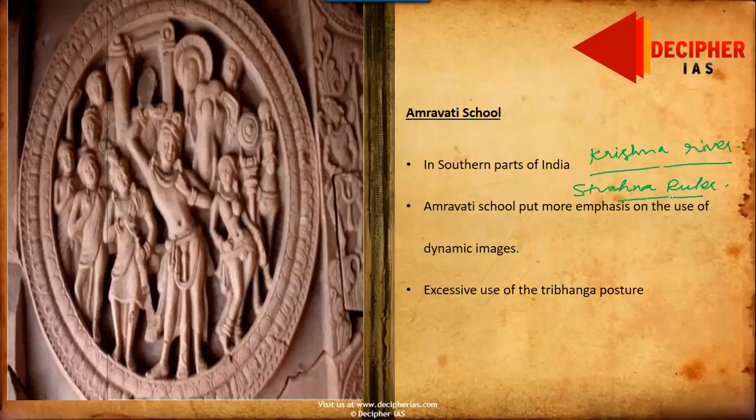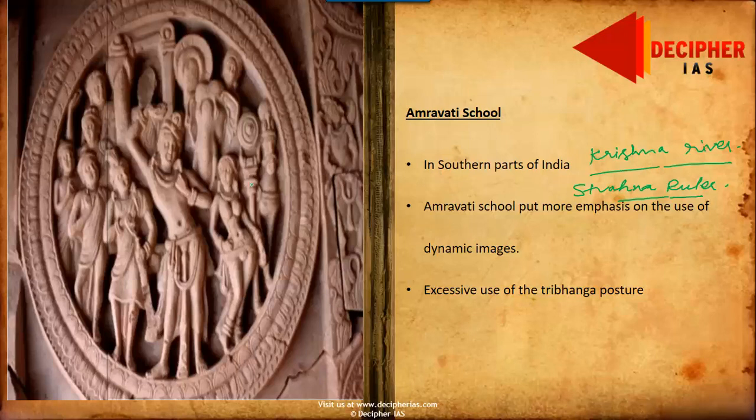While the other two schools focused on single images, like we saw in the earlier slides, where Buddha was shown alone, and at most only Vajrapani and Padampani were shown, but that too in a static manner, the Amravati school put more emphasis on dynamic images and narrative art. Now what is this dynamic and narrative art? Dynamic shows postures as if the sculpture is in movement, and narrative means as if the sculptures want to narrate a story.